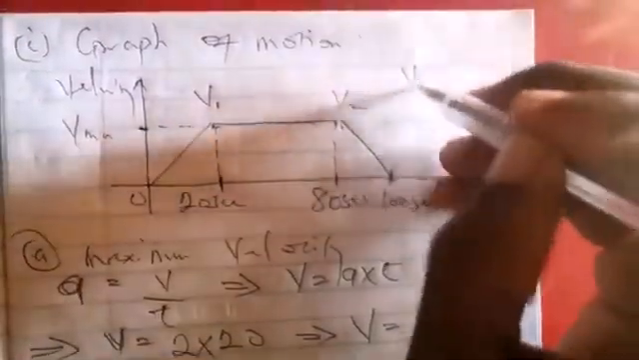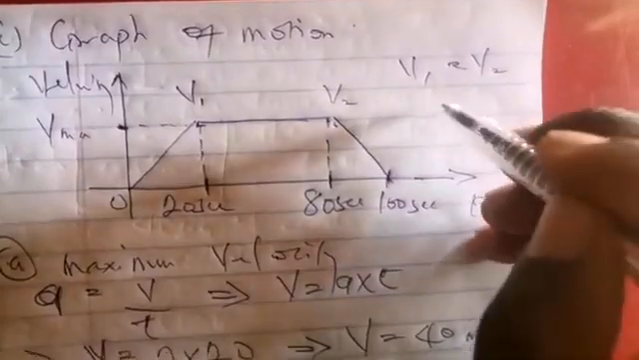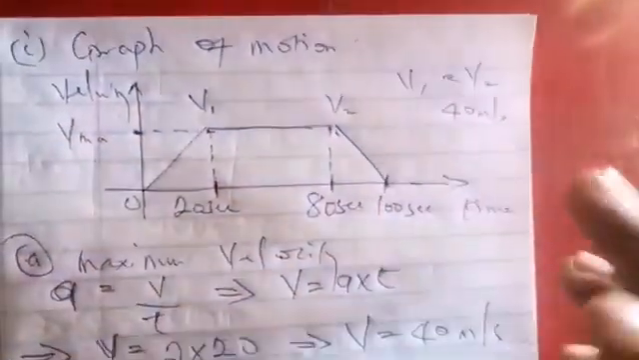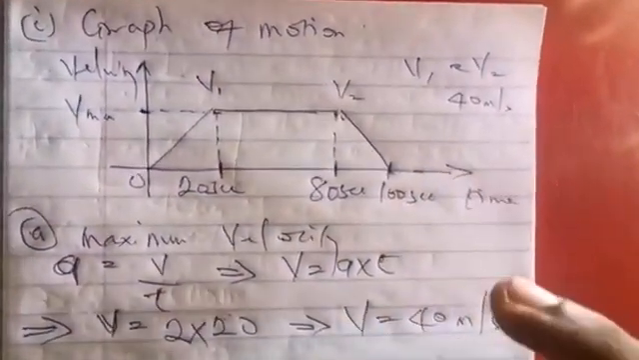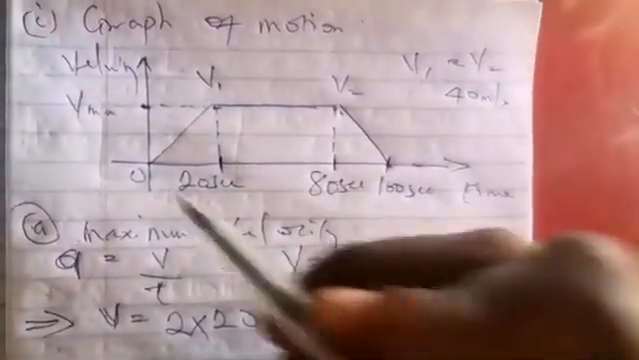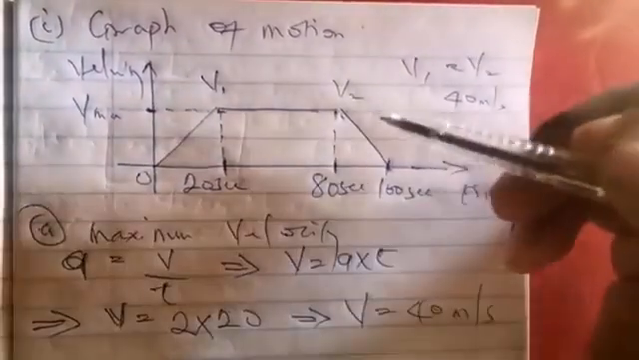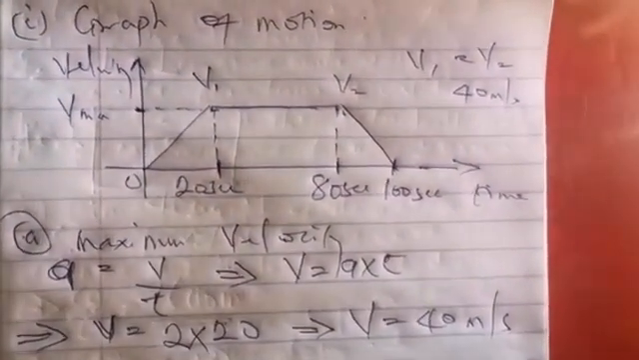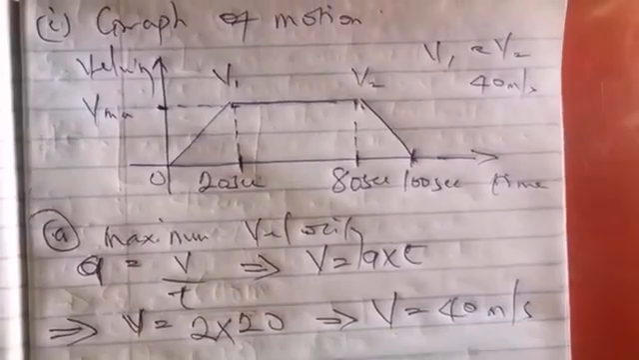So it means v1 is equal to v2. So v1 and v2 are the same and the value remains 40 meters per second. It's a uniform motion, so the first speed is equal to the next speed. Also, even without solving, since it's uniform as well, it also means that the acceleration from the first motion is also the same as acceleration during retardation. So you will have the same value for acceleration during retardation.